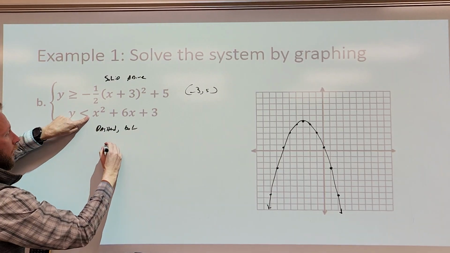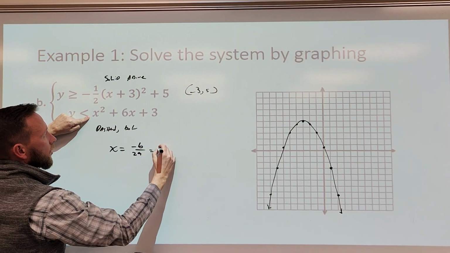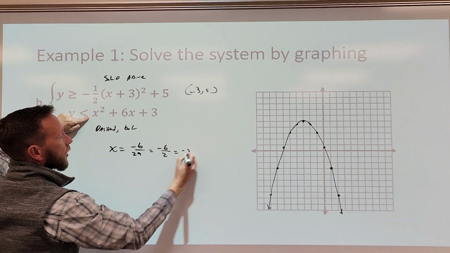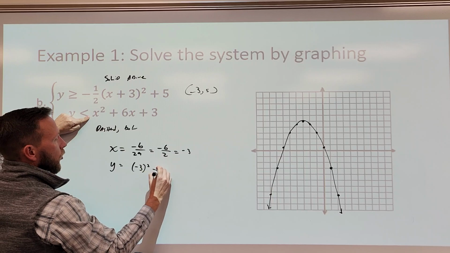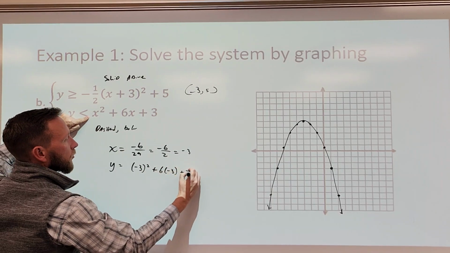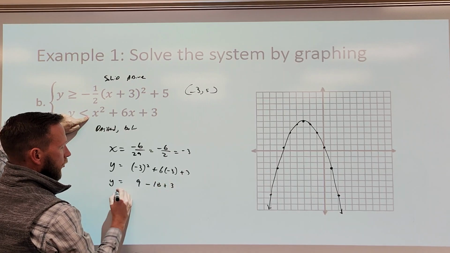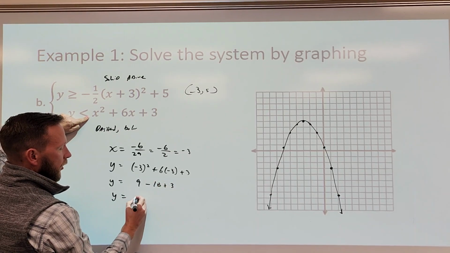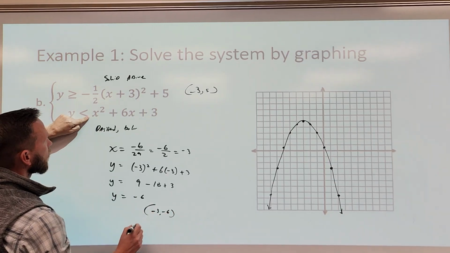The other one, again, we need to find the axis of symmetry. The opposite of 6 over 2 is -3. Y is equal to -3 squared plus 6 times -3 plus 3. So y is equal to 9 minus 18 plus 3. Y is equal to -9 plus 3, which is -6. So we have -3 comma -6.